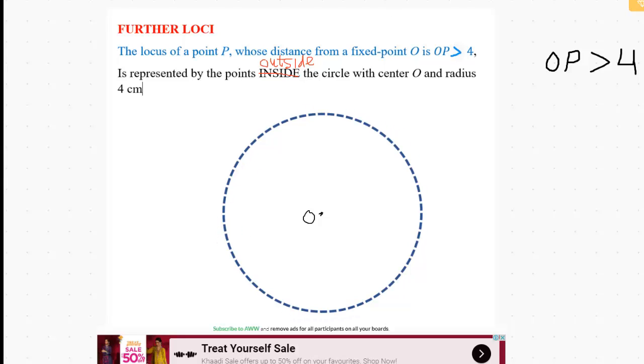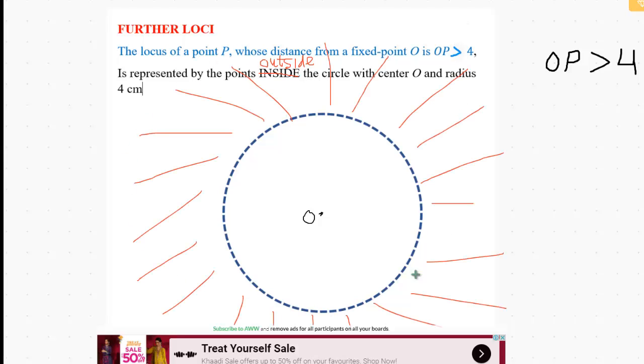So the region of this locus of P is all the region outside of the circle, and the circumference is not part of that region.